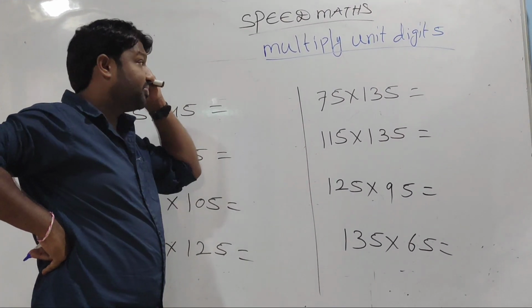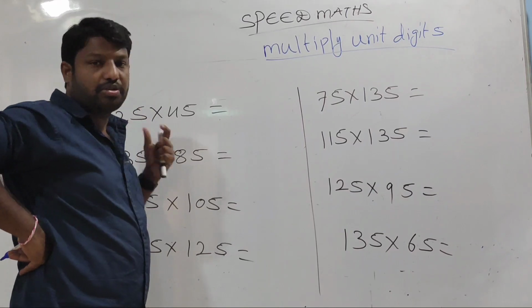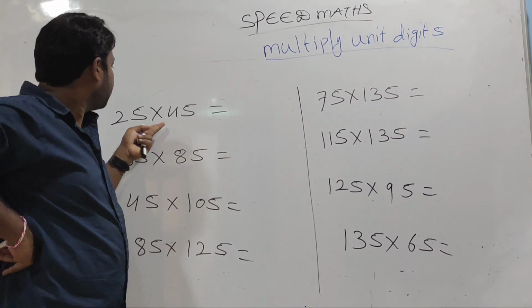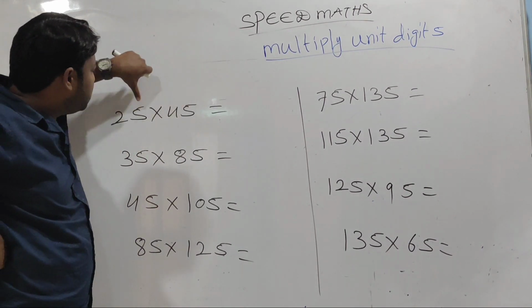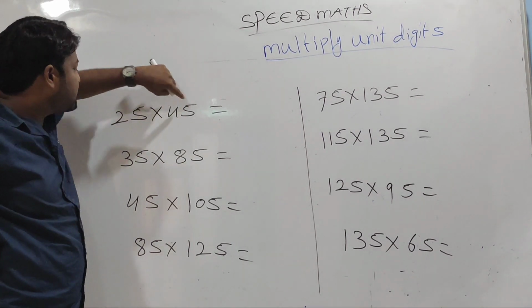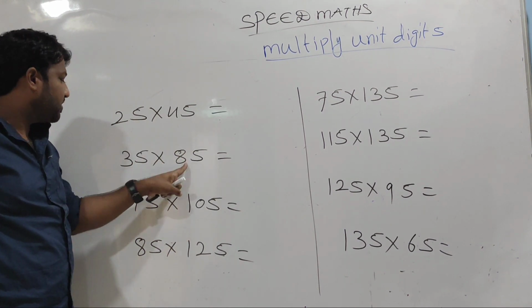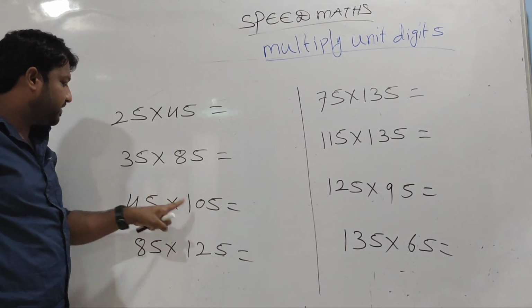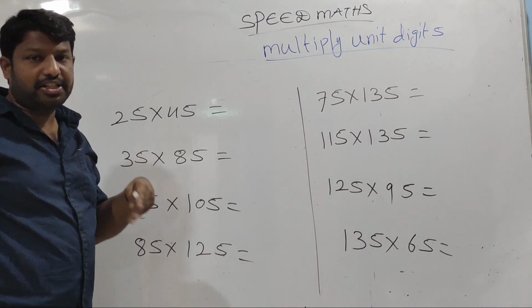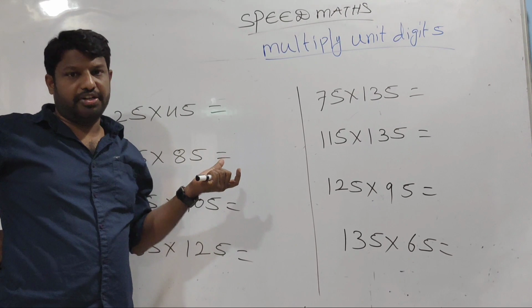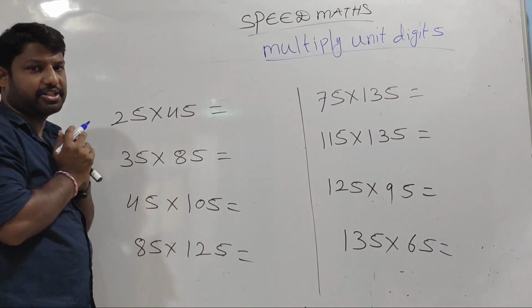Now we have seen multiplication where the unit digit is 5 and the difference of two numbers is 10. Now see this: the unit digit is 5 here, but the difference of these two numbers is not 10. So here 45 and 25, the difference is 20. Here 85 and 35, the difference is 50. 105 and 45, the difference is 60. Like this, the difference is not fixed. The difference is generalized, it can be anything. I am taking the generalized thing.